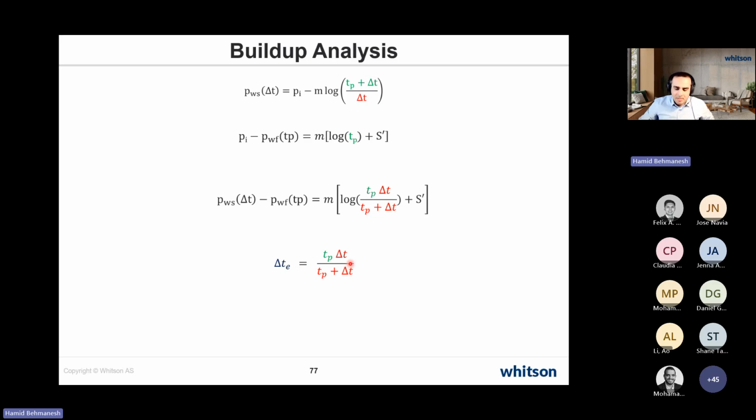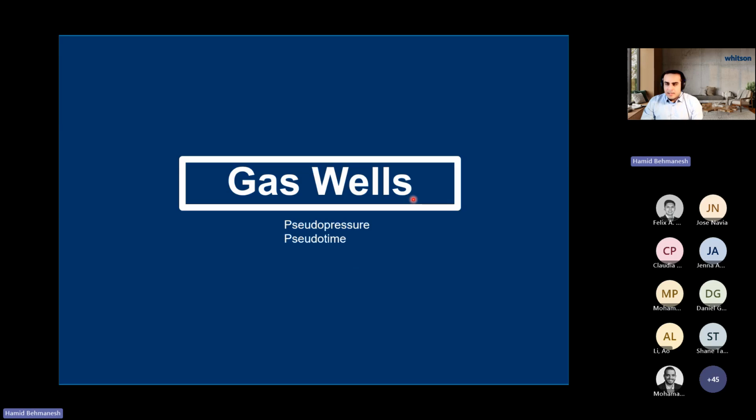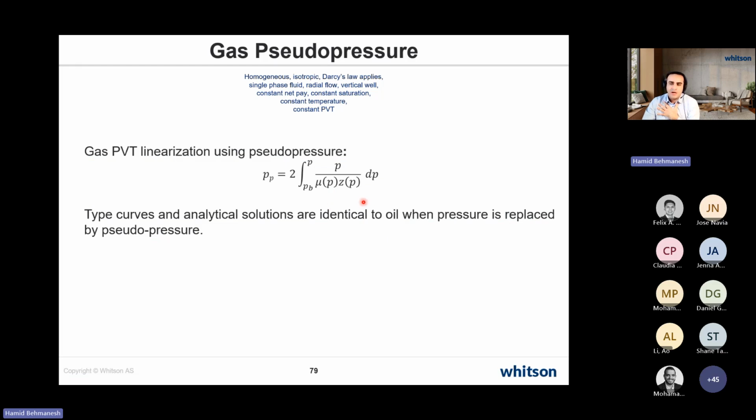It gives me some idea about how the pressure is propagating during the build-up time. We can utilize this time function very similar to the time function that we use during the drawdown. All the assumptions that we made so far are for the oil well. For the gas well, however, we simply use pseudo pressure and pseudo time. What is pseudo pressure? It's simply a transformation. We know for oil, viscosity and formation volume factor are fairly constant for the pressure range that we are operating in. For gas, however, these two parameters change drastically. In order to be able to utilize the oil equation for gas, we define pseudo pressure. This is the definition of pseudo pressure, and anywhere in the oil equation where we see pressure, we replace it with pseudo pressure.